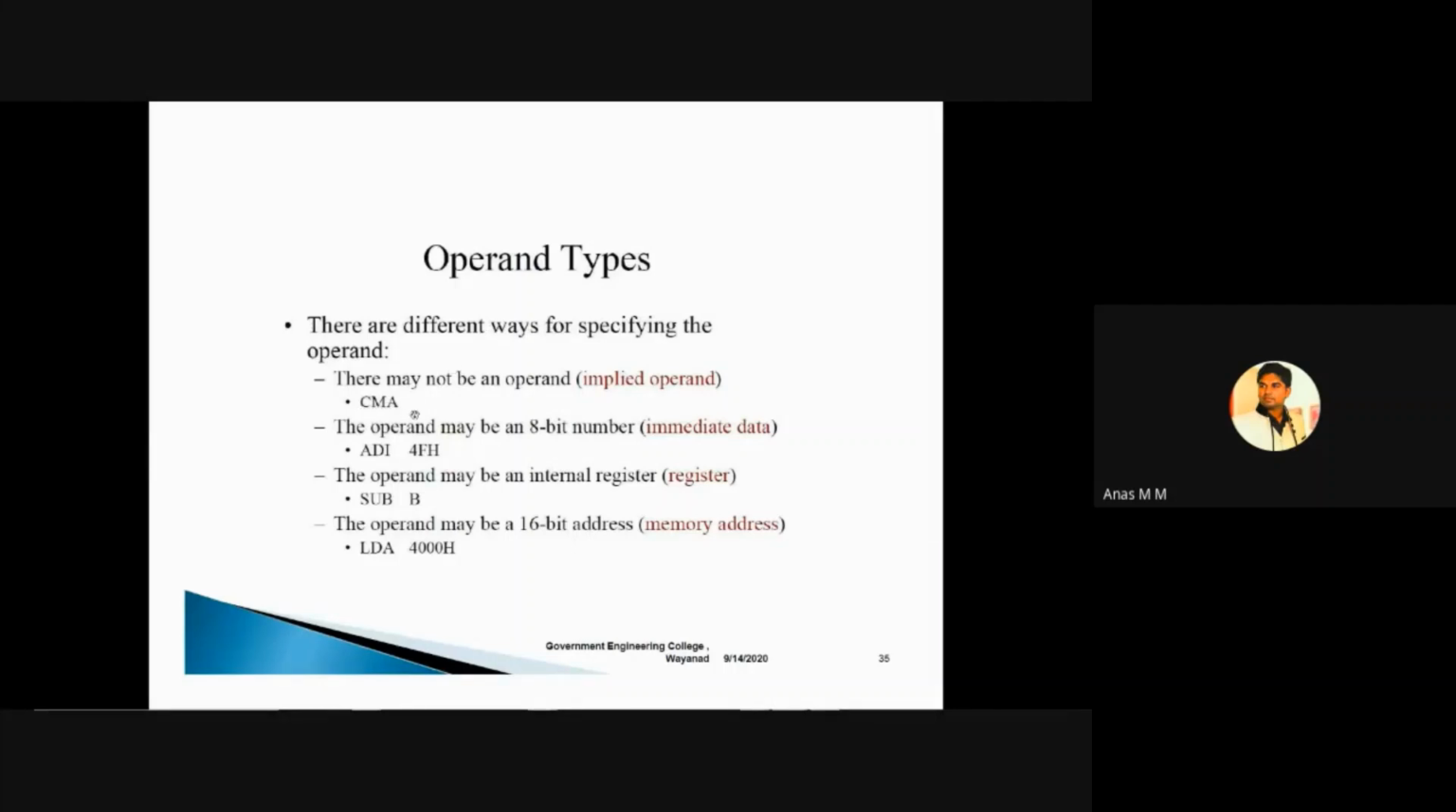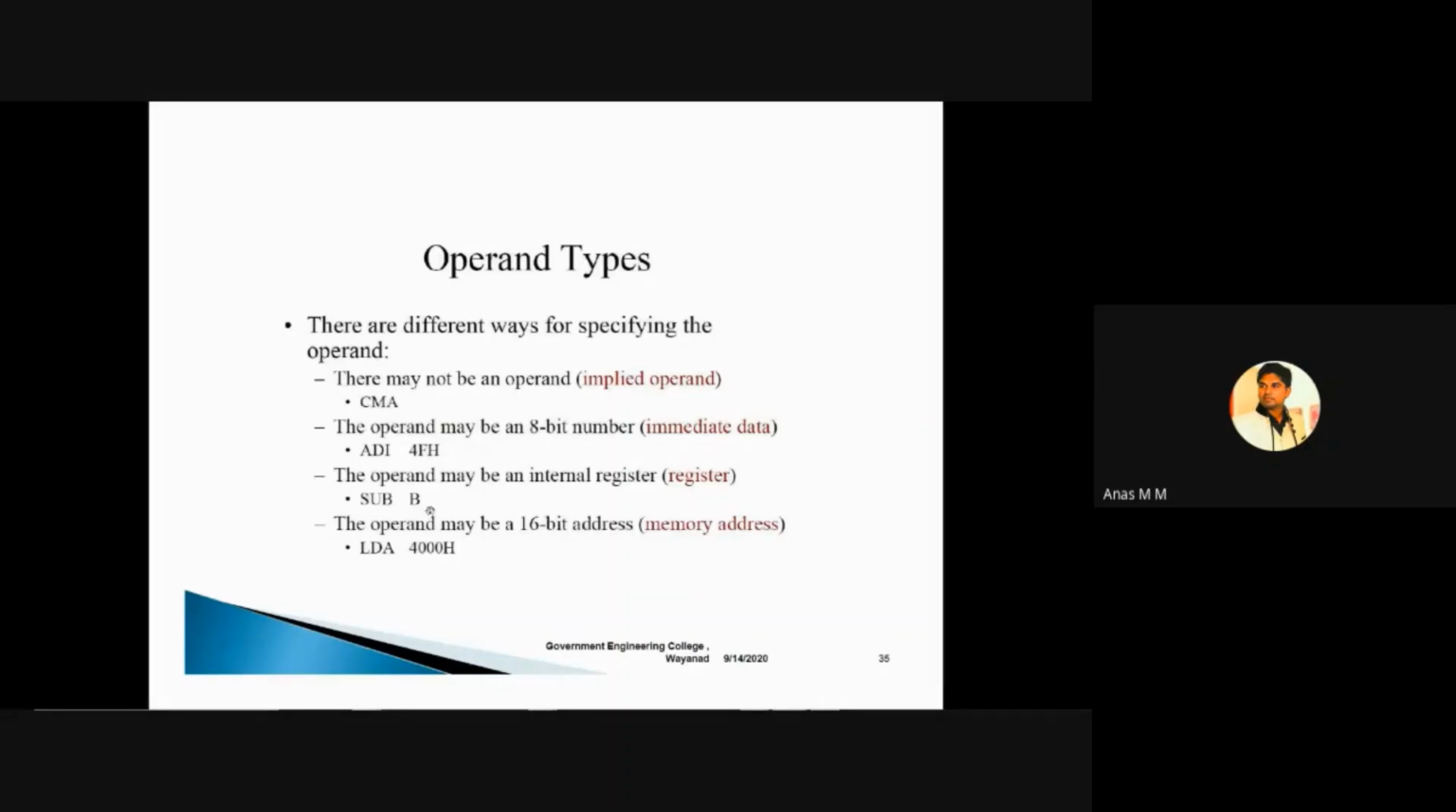CMA. Here we are not using an operand. The value is inside the accumulator, but it is implied. Implied means we do not need to fetch a separate operand from memory. But here 4FH is the data. This is the opcode, this is the operand, so it's a 2 byte instruction. But here it's a 1 byte instruction. We don't need to fetch any data from memory.